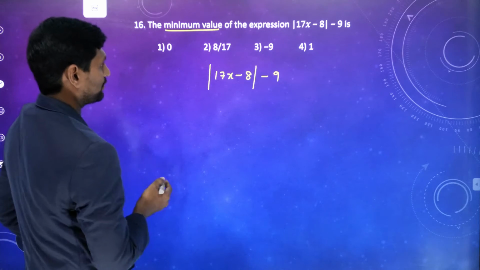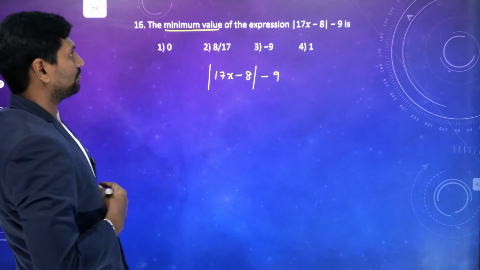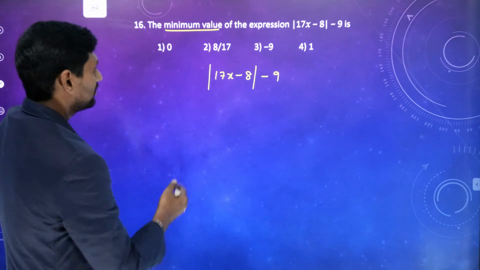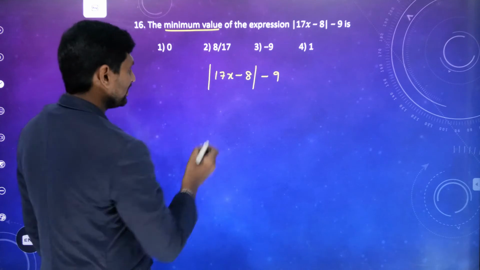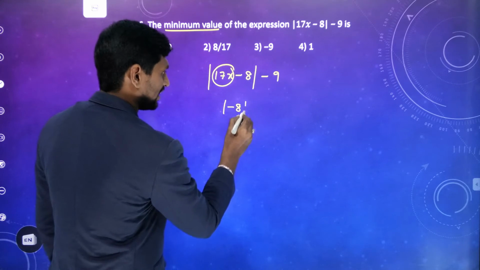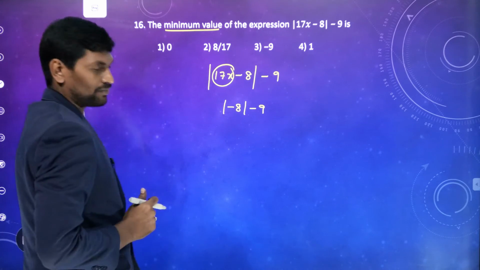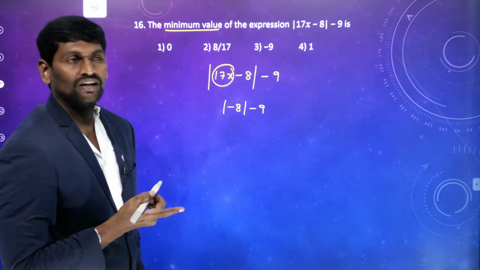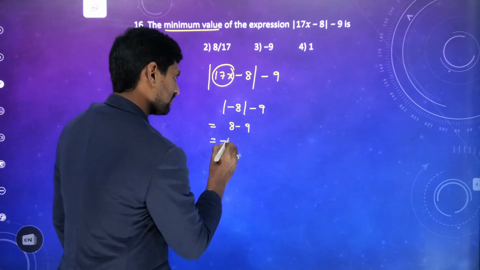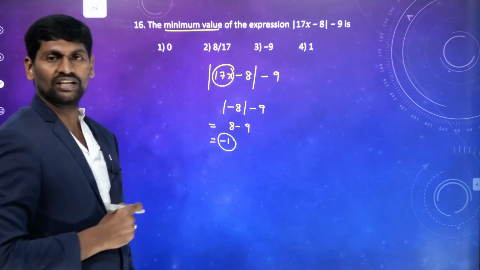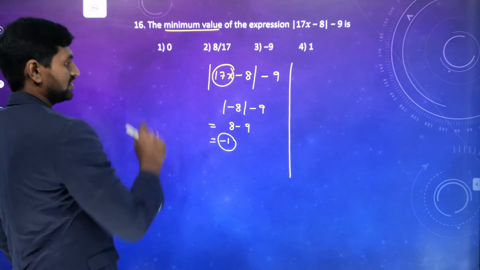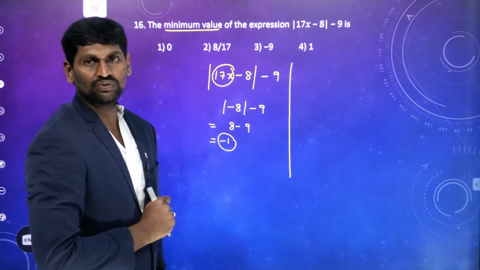Now I am going to the first option. In the place of x I am substituting 0. So 17 into 0 is 0. This part will become 0. And what is there? Minus 8 in modulus. In modulus, minus 8 also gives plus 8. Very good. Here 8 minus 9 is minus 1. So while substituting 0, we are getting the value minus 1.